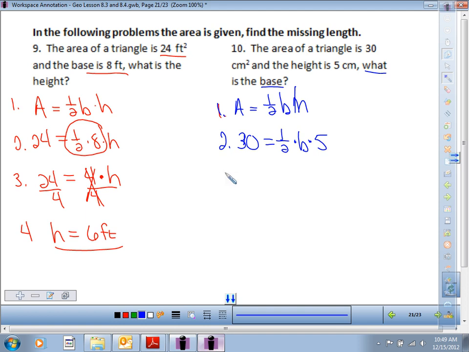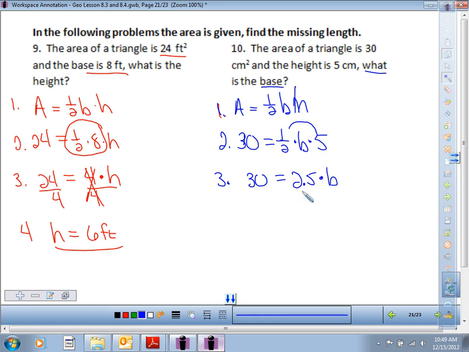Okay. So now we're going to simplify this. You can do this. It's no problem. To simplify this, we're going to take half of 5. Well, half of 5 is 2.5 times b. Right? So now we're to the same process. We've got to solve this.